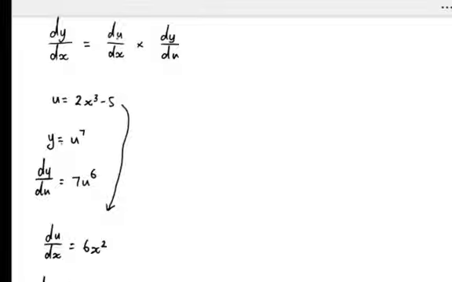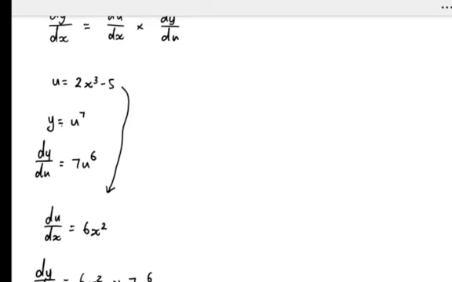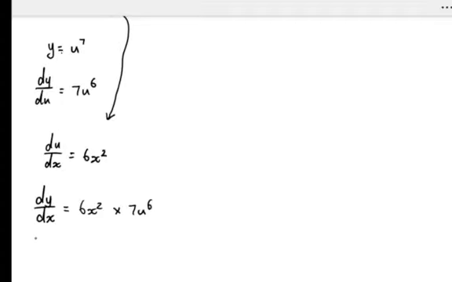we're simply going to do du dx, which is 6x squared, and dy du, which is 7u to the power of 6. We're going to multiply those two terms together. But of course, we want our final answer to be in terms of x. So we're going to take this u value now, and we're going to substitute the value of it back into the equation, which is 2x cubed minus 5.